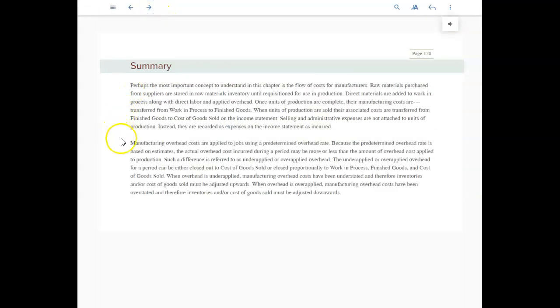Okay, let's see. And that was the end of the chapter. So a little bit of detail here, a lot of entries thrown at us. So again, go back and read the chapter. Follow all the examples through, and as always, good luck with your studies.